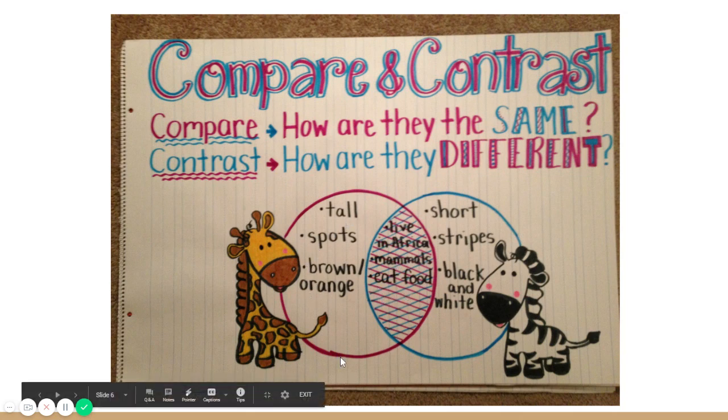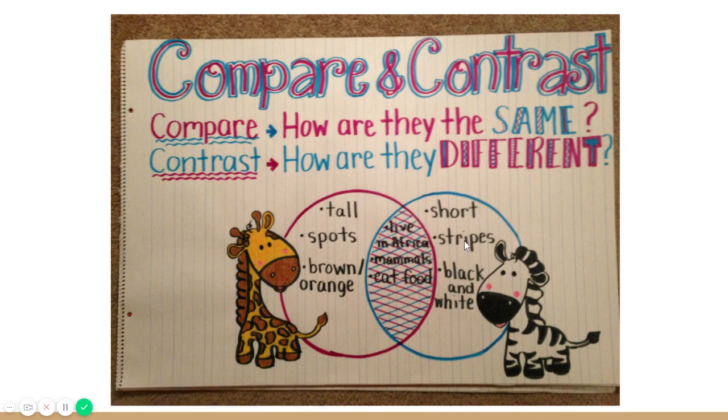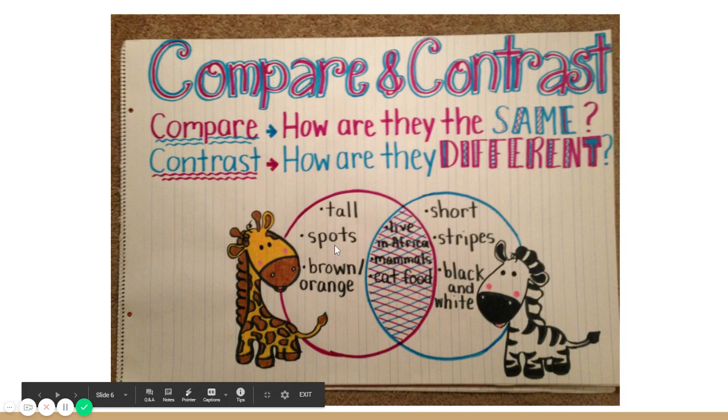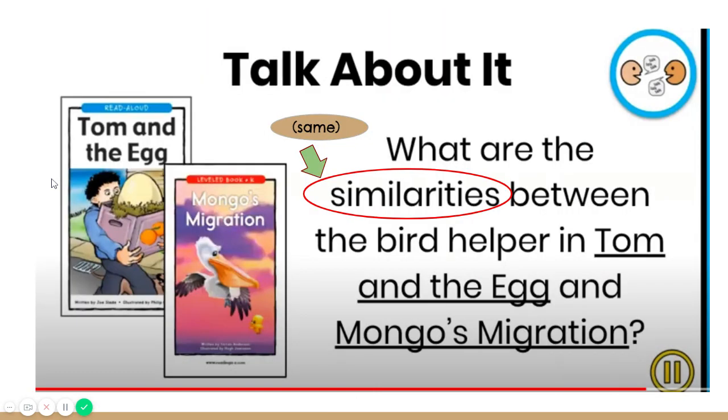On the left here are things that only pertain and only relate to the giraffe. Tall, have spots, and are the colors brown and orange. Over here in blue are things that only pertain and only relate to the zebra. It is short, has stripes, and is black and white. So, to compare, you're looking at the middle, and to contrast, you're looking at each side.